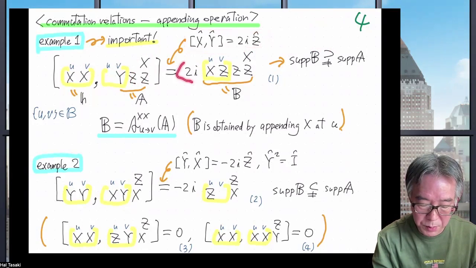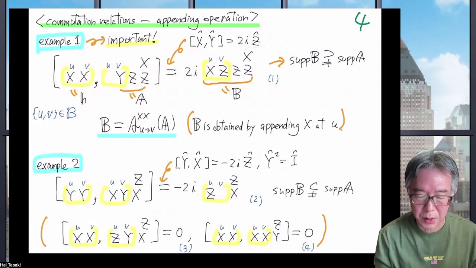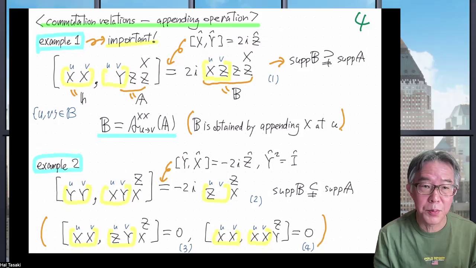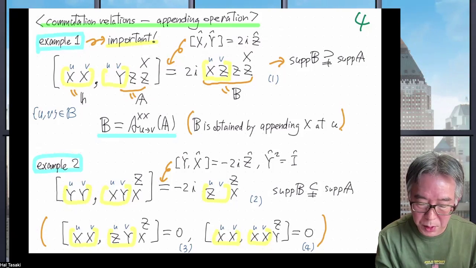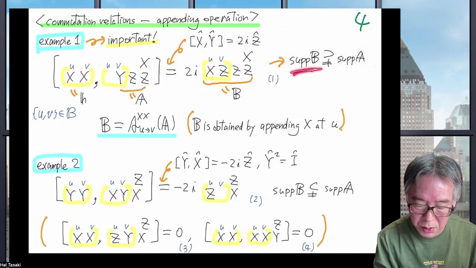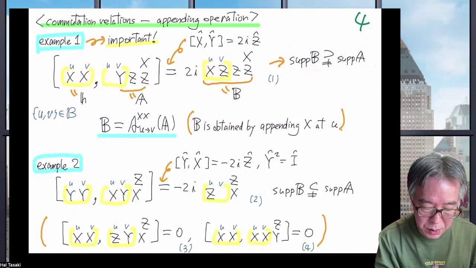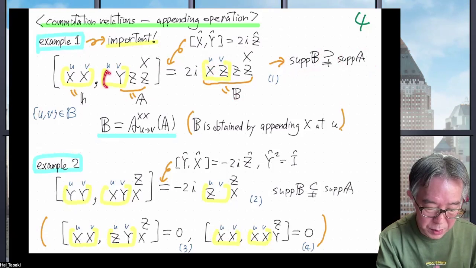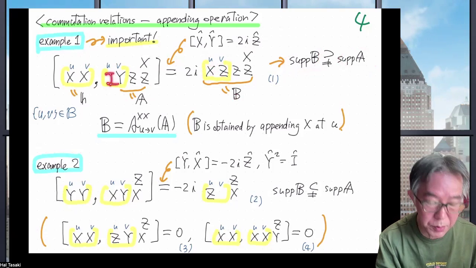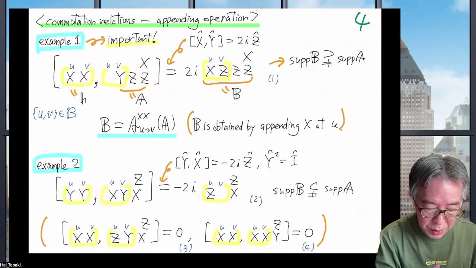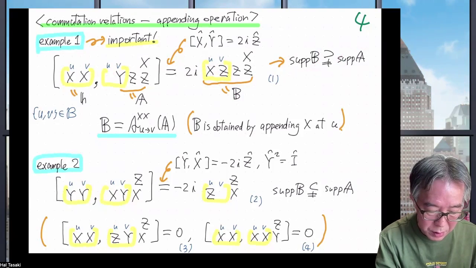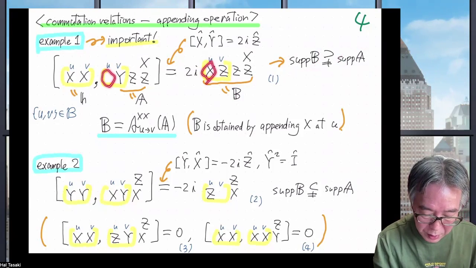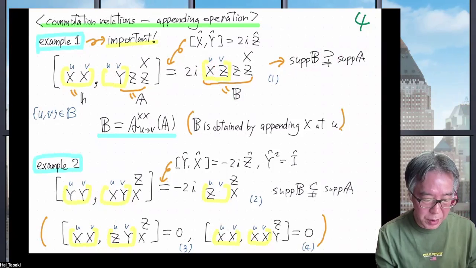And then this becomes 2i next dx. And one very important point here is that if you compare the support of B and support of A, this one is strictly larger because of this. U was empty here, but empty means we had identity here. But anyway, it was empty and now we have X. And this is very, very important.